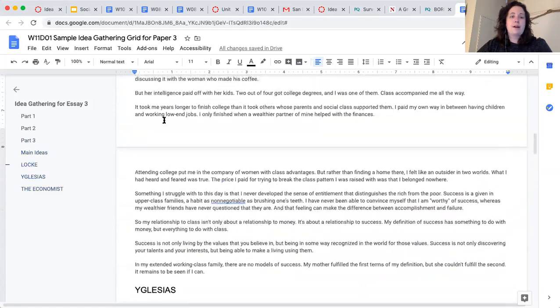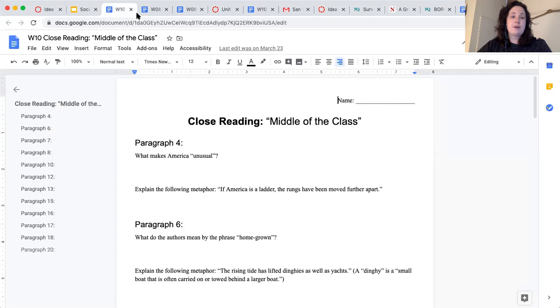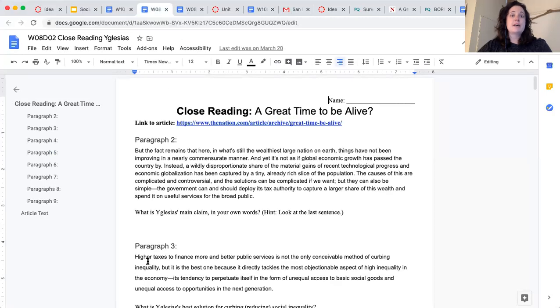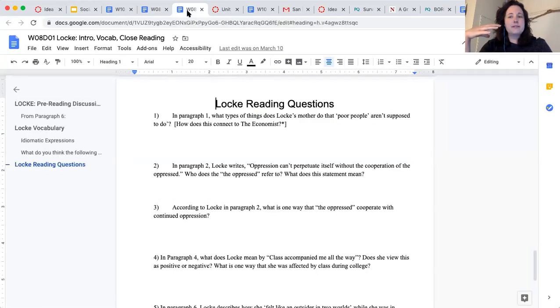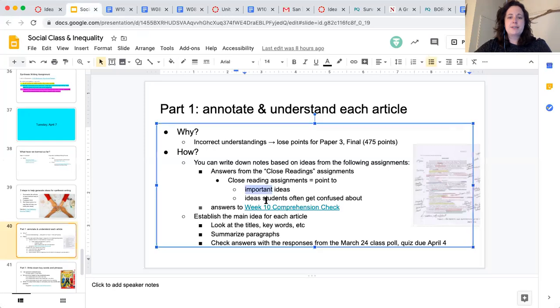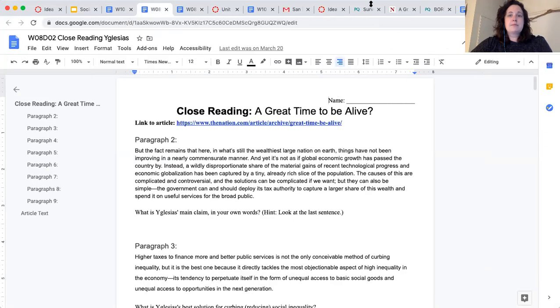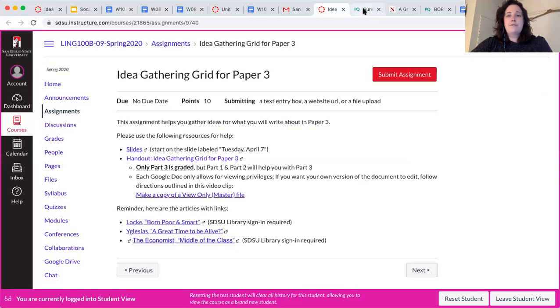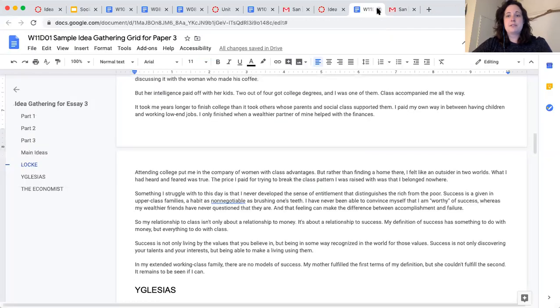And I've also got the close reading assignments. The reason that I'm interested in these is because they're going to help us go through and point to the main ideas. Actually, let's look at why. So the close reading assignments point to main ideas and also ideas that students get confused about. So we really want it for the important ideas, and also to check our comprehension. All right, so I've got these. I'm going to go ahead and X out of the articles since I've copied them and I don't need them anymore.